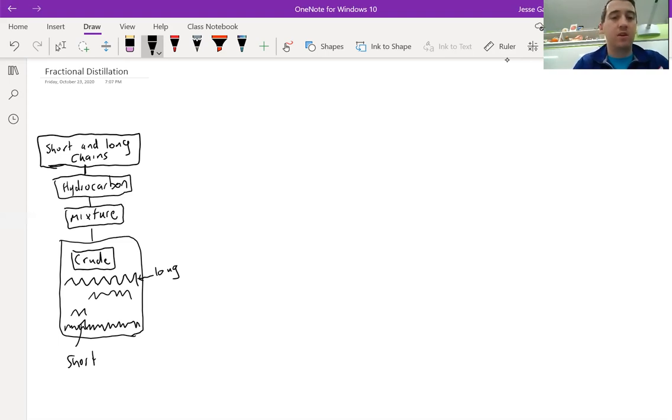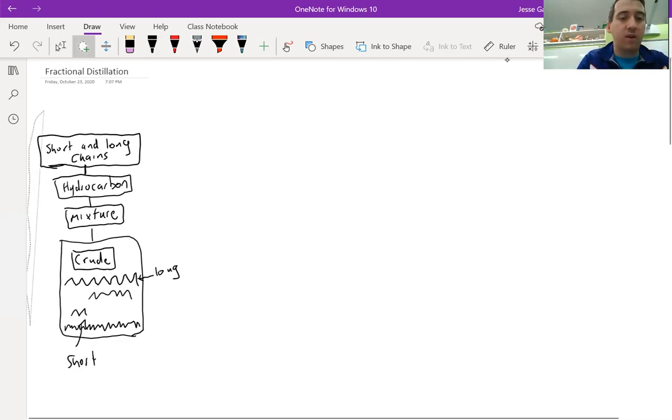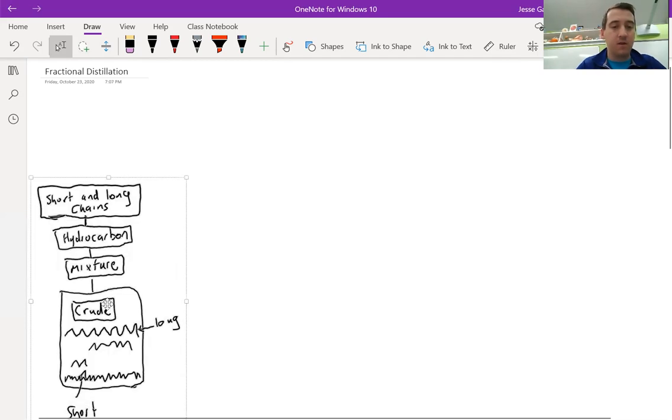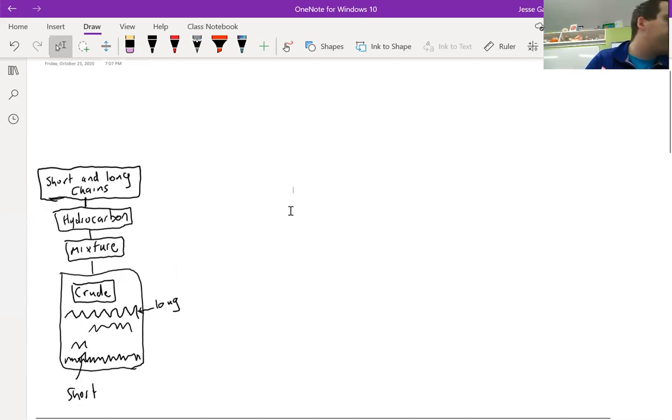So what we want to do in the fractional distillation process is take our crude oil mixture and separate it into the individual components. Now I'm just going to pull this down a little bit. I need a bit more space at the top. Okay. Now, so we've got short and long chains in the mixture.